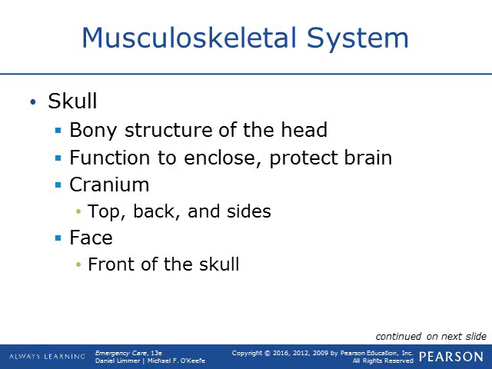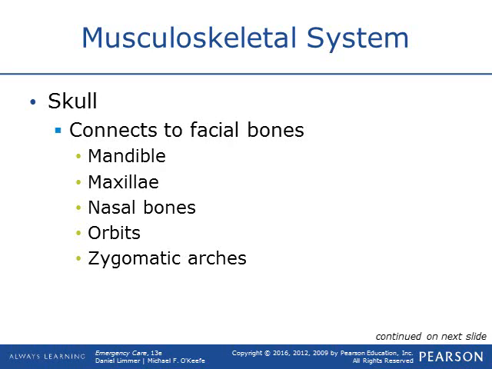So the cranium is the top, back, and sides of your skull, with the face being the front of the skull. The skull connects to the facial bones. You've got your mandible, which is your jawbone, the part that moves up and down when you talk. Your maxilla, which is the upper part, like where your mustache would be. Your nasal bones, your nose, your orbits, your eye sockets essentially, and the zygomatic arches, those nice big cheeks of yours.